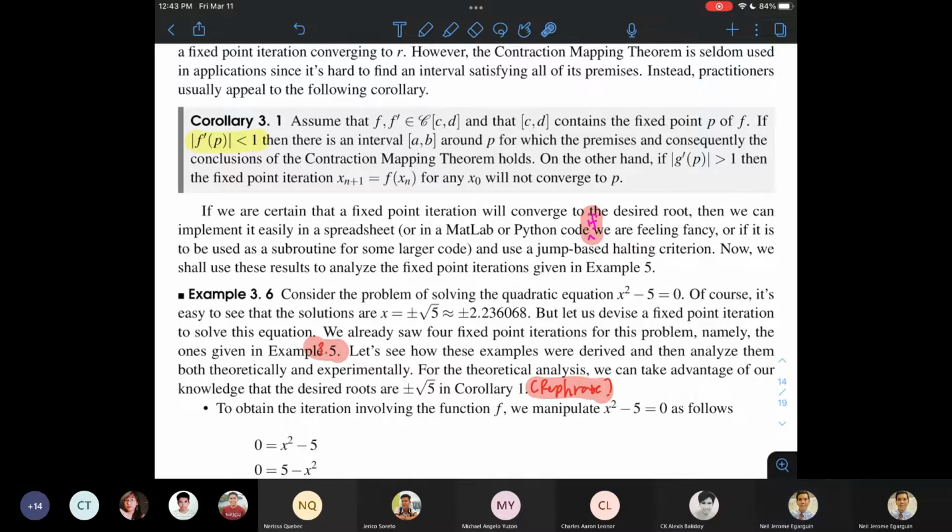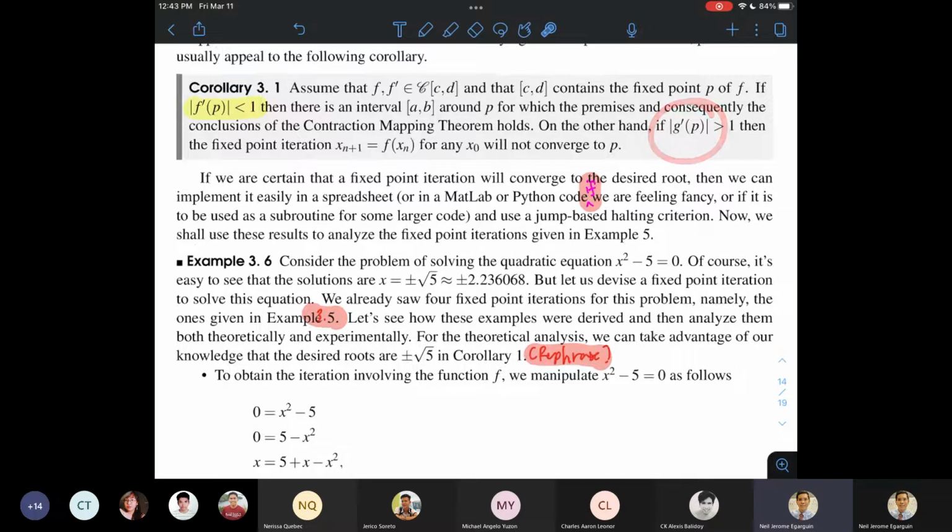All right? Now, there is another nice conclusion from Theorem 3.1. Okay, it says here that if G prime of P is greater than 1, actually, typo ulit. Dapat to ay F prime. Let me just mark it para edit ko yung handout. If the magnitude of F prime of P is greater than 1, then the fixed point iteration will not converge. Okay? Hindi magko-converge ito kay P. Posible mag-converge siya sa isang number, pero hindi siya magko-converge dun sa fixed point. Alright? Kapag yung derivative ay mas malaki kay 1.